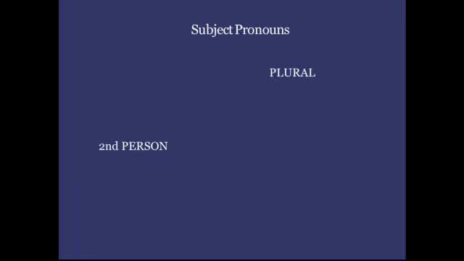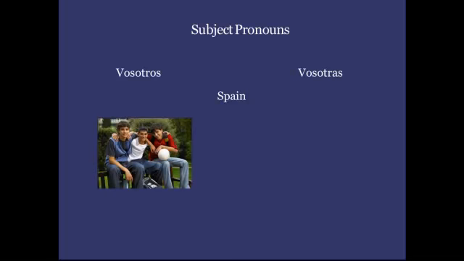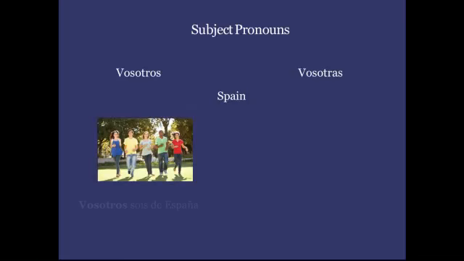Our next set of subject pronouns deals with the different ways to say you all in Spanish. Knowing when to use each one is actually very easy. The first two pronouns, vosotros and vosotras, are only used in Spain. They follow similar guidelines as what we used for nosotros. Use vosotros when you are talking to a group of guys or when you are talking to a group of both guys and girls. Vosotros sois de España. You all are from Spain.